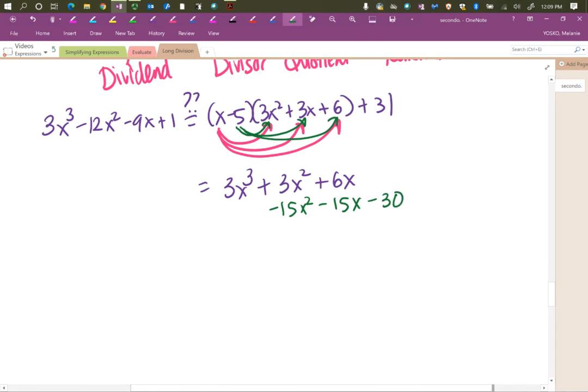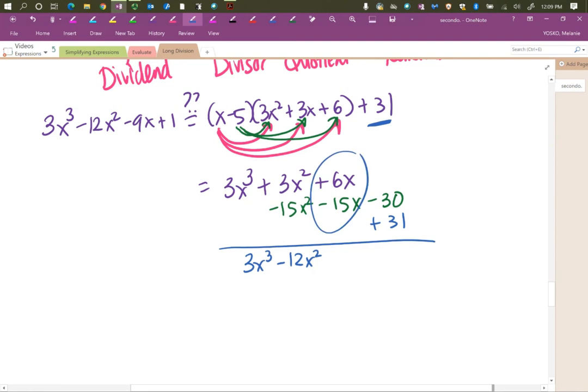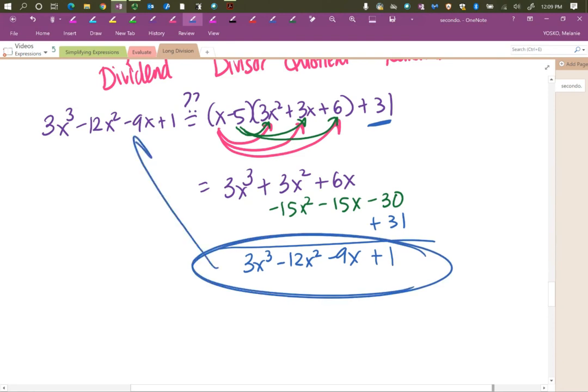Then we're going to add 31. So this 31 right here, I'm just going to add 31, and then I combine this. So we get 3x cubed, and then I notice I have the x squareds all lined up. So I have 3x squared minus 15x squared. That's negative 12x squared. Look, the x's are all lined up. So we have 6x minus 15x. That's negative 9x, and then we have the constants all lined up. So negative 30 plus 31, that is positive 1. This is the same as this. So this is correct. I can erase these little question marks and say, yes, this is true.